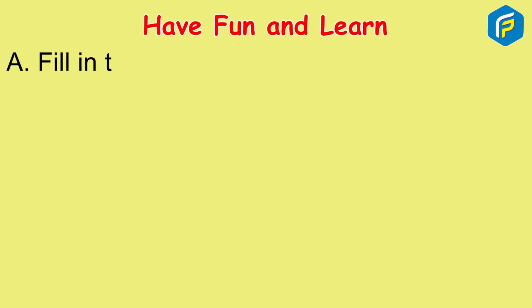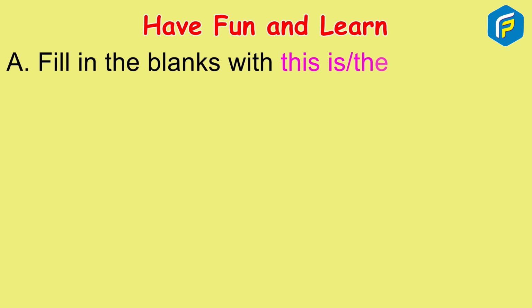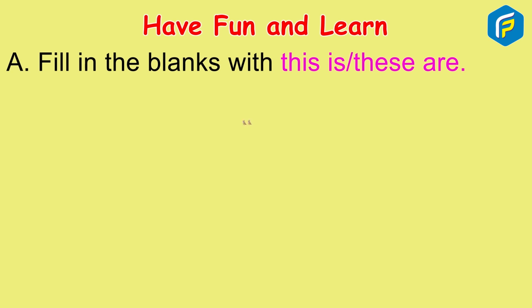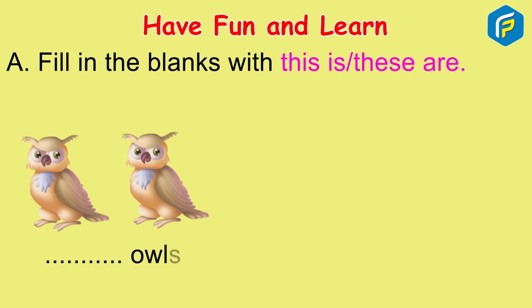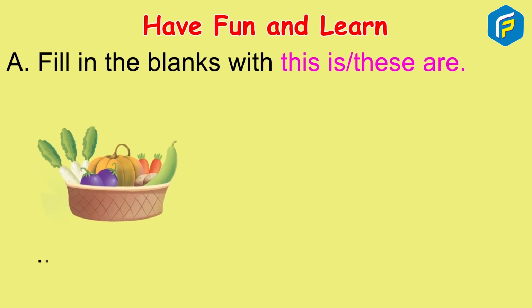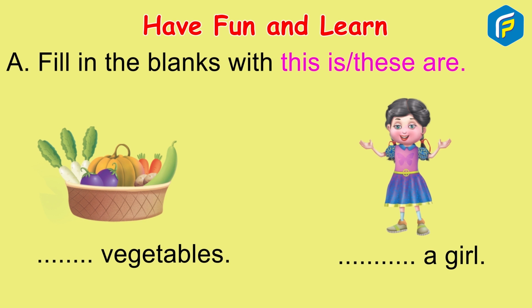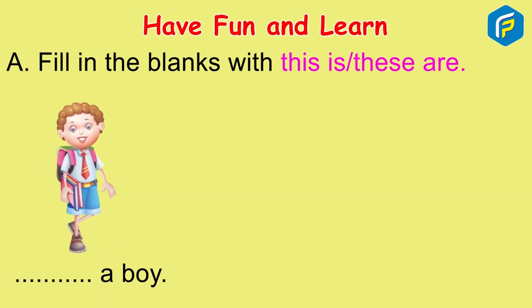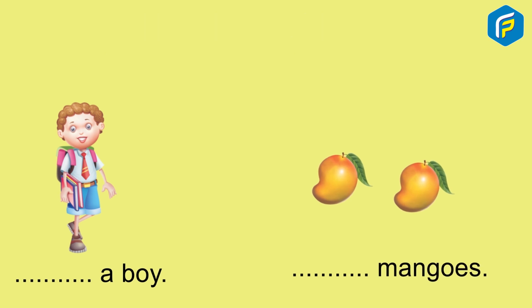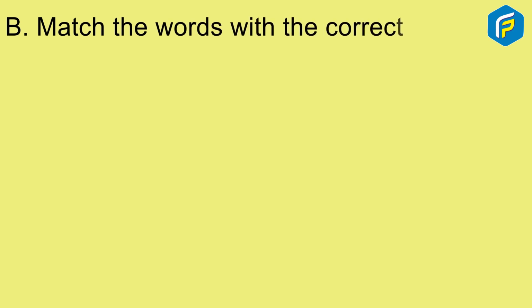Fill in the blanks with this is, these are. This is a rose. These are apples. These are owls. This is a rabbit. These are vegetables. This is a girl. This is a boy. These are mangoes.